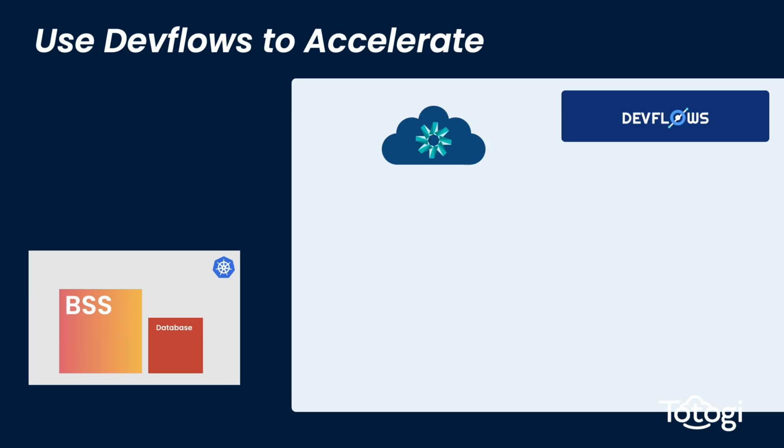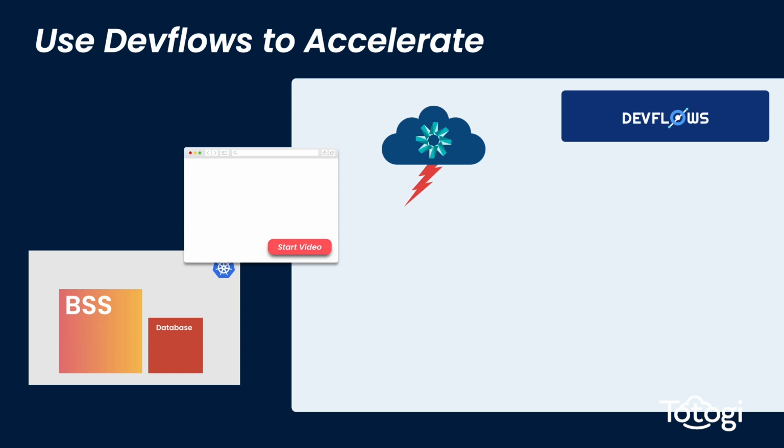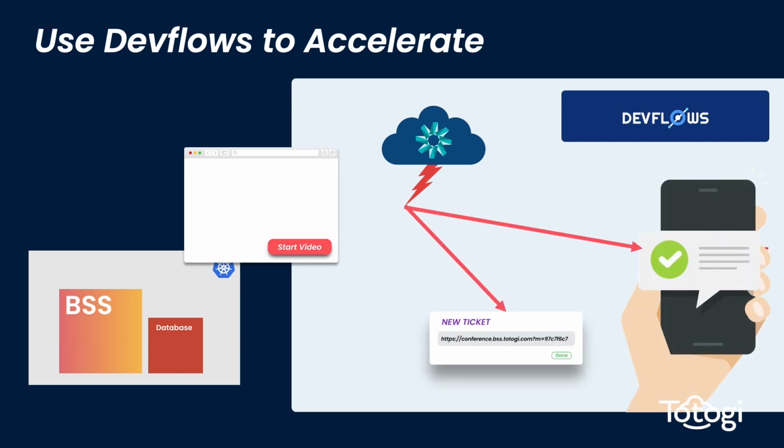To bring the services of the public cloud in more easily, I'm going to use a Totogi module named DevFlows that helps us rapidly integrate public cloud functionality to the BSS platform. Basically, DevFlows makes it super easy to connect any system to any AWS service. So instead of boring you to death and having you watch me code for 4 hours, we're going to use DevFlows to create our higher level API.